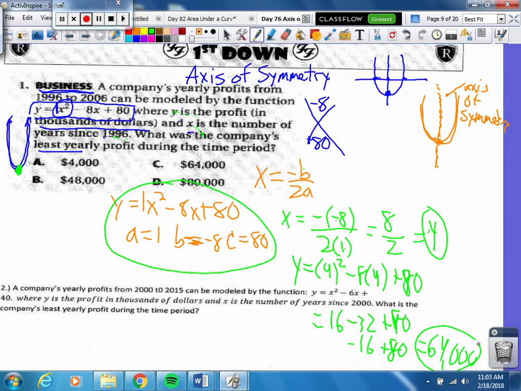There you go. So without factoring, I was able to get the vertex. The vertex is at 4 and 64. So 4 and 64 up here. Here's the vertex. So the answer is C. All right, we got it. There's your real life context.